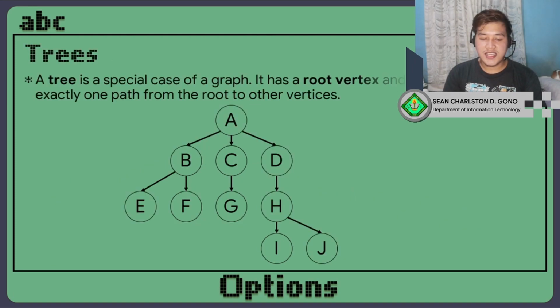Now let's move on to trees. And again, this was discussed in data structures and algorithms, so we won't be discussing this any further. So a tree is a special case of a graph. If you look at it, it's almost the same as the example before, but this time it is going down, just like this. So the special rules of a tree are as follows. It has a root vertex and exactly one path from the root to other vertices. Just like this, A has only one path to B, C, D. B cannot go back to A, but it can go to E and F. C can go to G, D can go to H, and H can go to I and J.